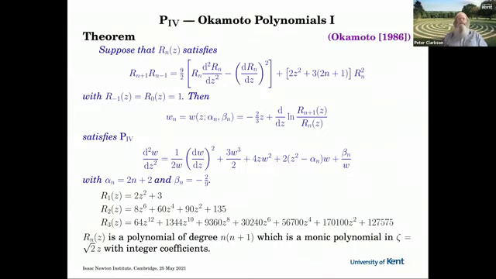Now let's look at the other sets of solutions that you get. The first type of these were written down by Okamoto in 1986. And he wrote them down in terms of this differential difference equation and recurrence relation, in a similar way to how the original ones for Painleve 2 were written in terms of Yablonskii-Vorob'ev polynomials.